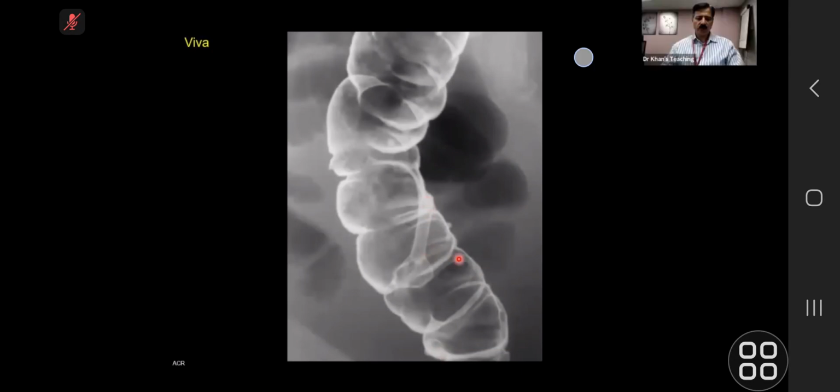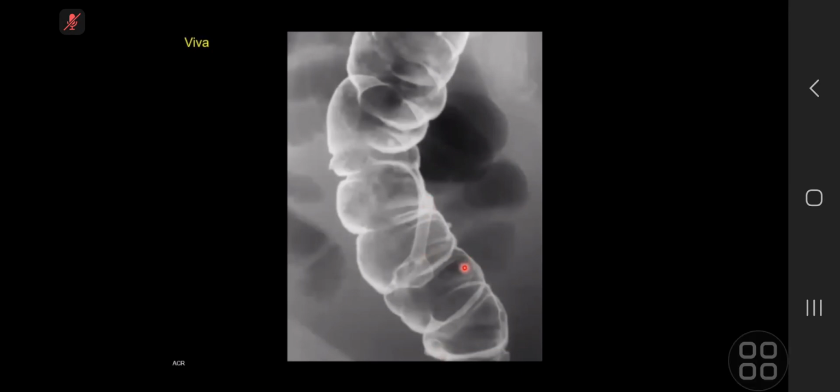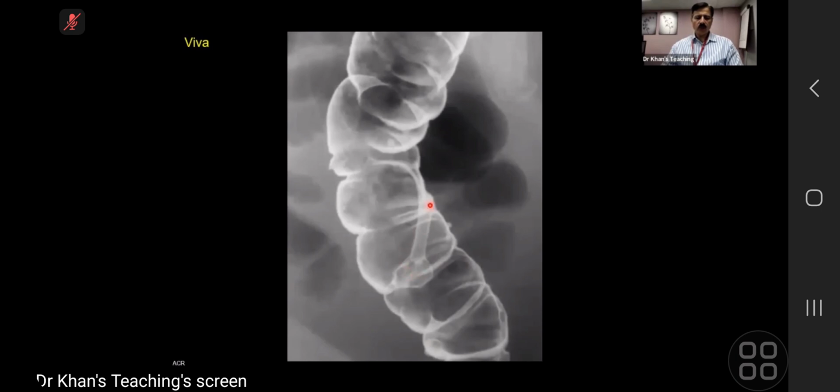Where I'm pointing out? That's the polyp with the pedicle. Okay, so what kind of examination has been performed? The barium contrast study. So that's the contrast study. Okay. Enema. What do you know about the malignant potential of this? Is it more risk of malignancy or less risk of malignancy?